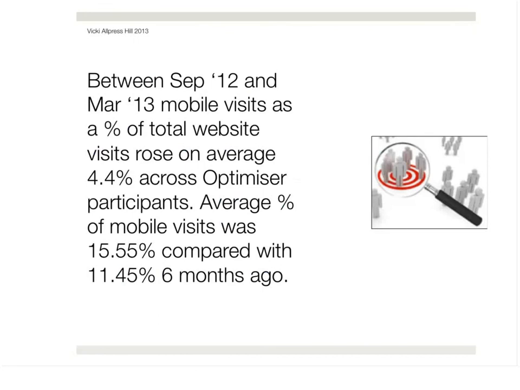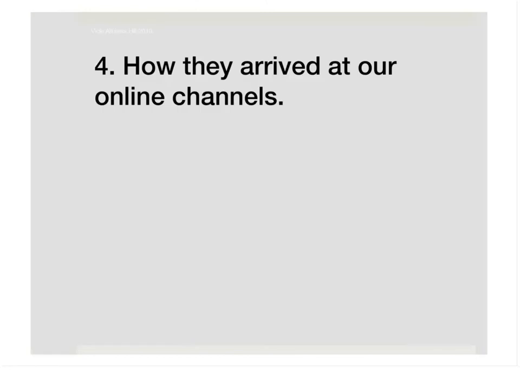So, we're seeing mobile visits as a percentage of total visits continuing to rise. So over the last 6 months, mobile visits rose on average 4.4% across Optimiser participants, and the average percentage of mobile visits is now 15.5% compared with 11.45% 6 months ago. So it's really, really growing fast. So if you're thinking about that mobile optimized site, you need to do it now.